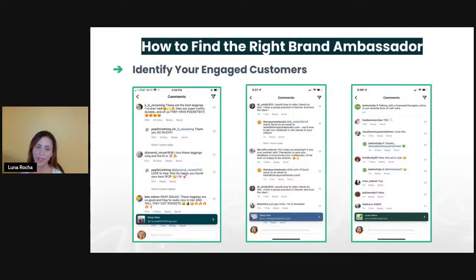How do you find the right influencer? Well, a cost-effective way is to identify your engaged customers. Most likely you've been posting as your brand on social media for a while, and you probably have a user base that considers themselves a fan of your product or service. Reaching out directly to these people on your comment feed or DMing them can be a great way to find people who are genuine fans of your product.